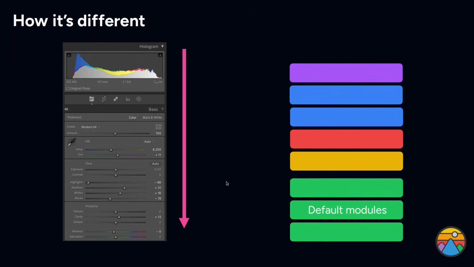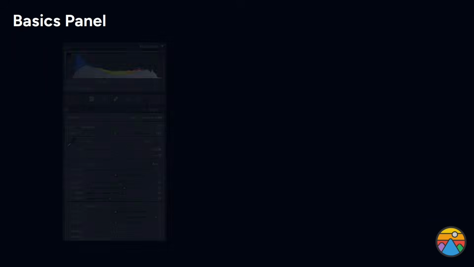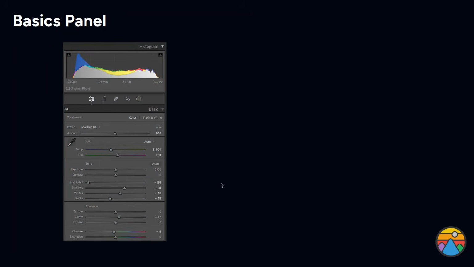So what I'd like to do is go through the Lightroom panel and compare and contrast what modules we'll use in Darktable to essentially achieve the same effect as we would with Lightroom. So let's get going on that. So the basics panel, as I'm sure you're familiar with, looks like this. And the first thing that we'll often do is crop.